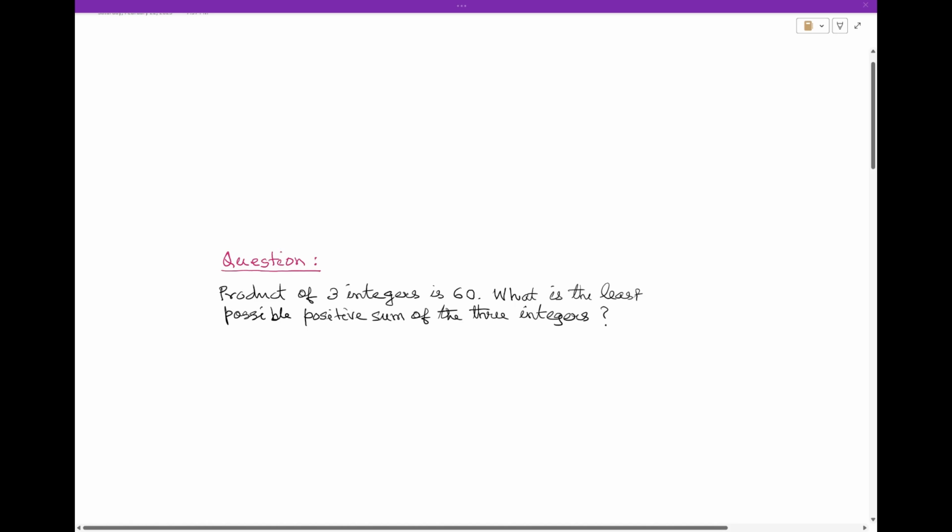The question is, the product of three integers is 60. What is the least possible positive sum of the three integers?